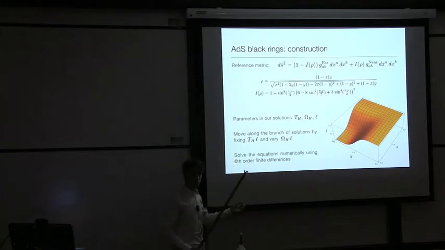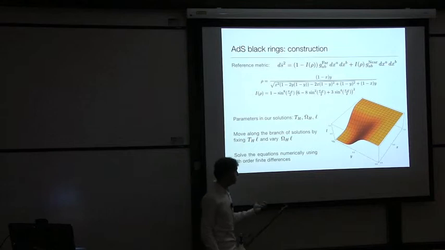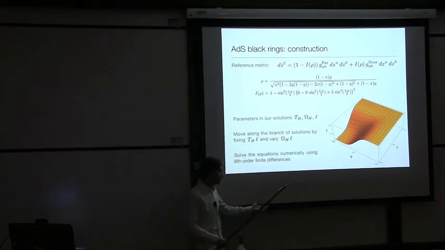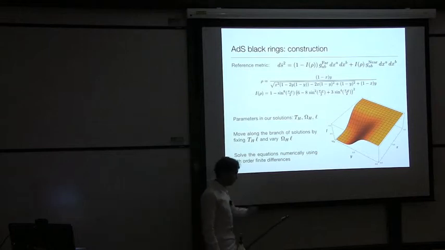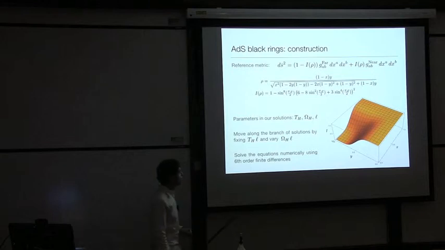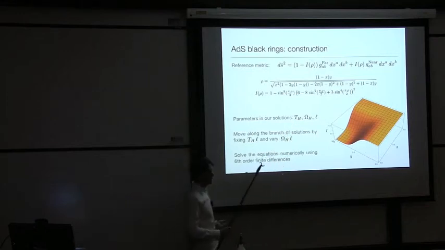The temperature and angular velocity appear naturally as data that we have to fix at the horizon, and the AdS length is there because we are in AdS. So we can freely rescale our solution and set the AdS length to 1 if we want. Then there are only 2 physically meaningful dimensionless parameters: dimensionless temperature and dimensionless angular velocity.